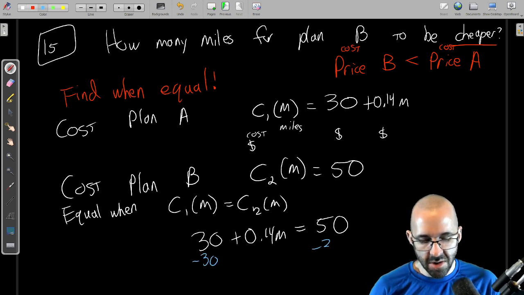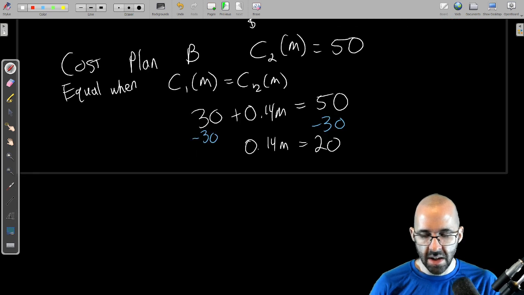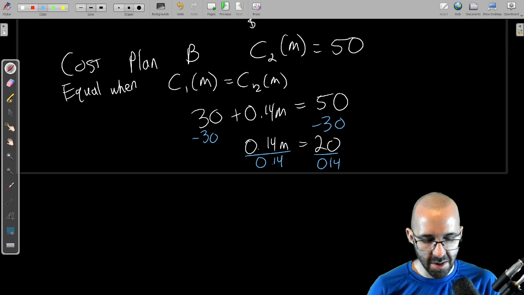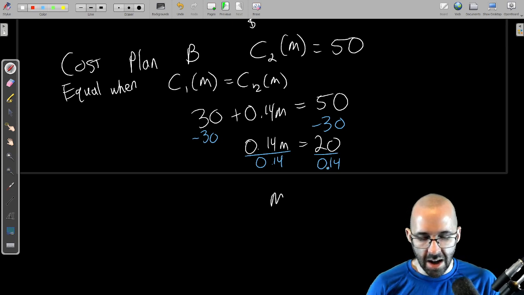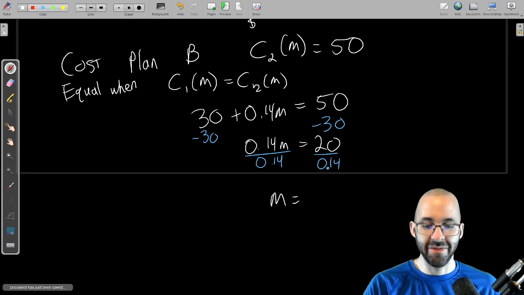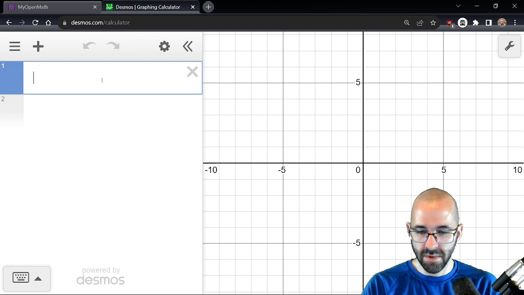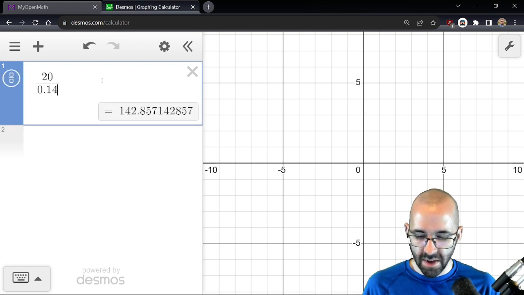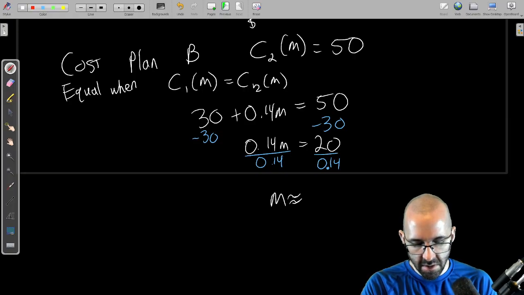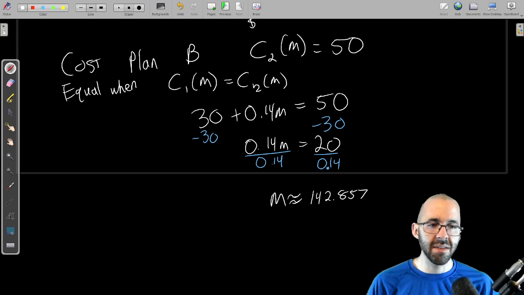Subtract 30 from both sides so that we can get the m by itself. We're going to get 0.14 m is equal to 20. Divide both sides by 0.14. Oh, I cannot do this in my head. We're going to get that they're equal when the mileage is 20 over 0.14. About 142.857. A fair amount of miles.